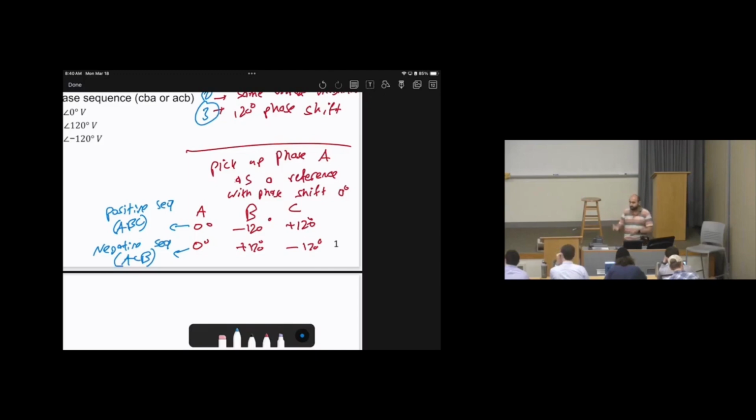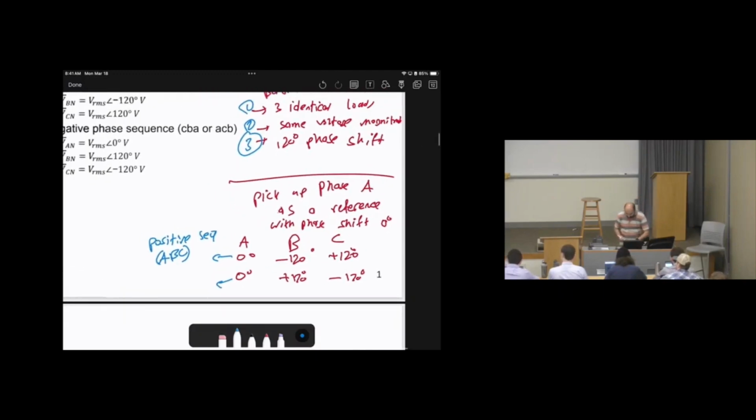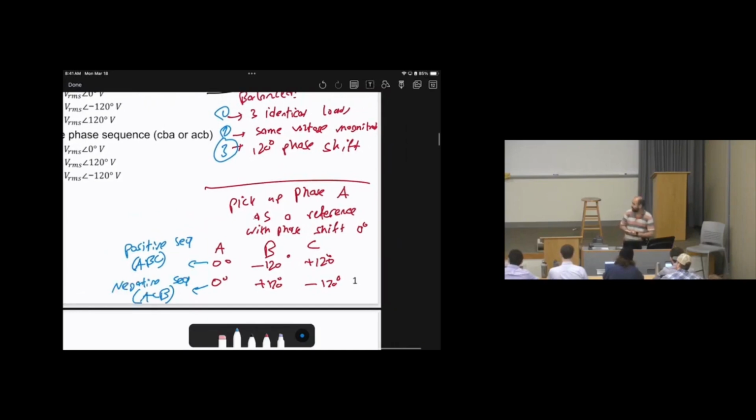So you need to memorize this. Positive sequence ABC, negative sequence ACB, and the angles for each one. Because we're going to use this a lot, not only in three-phase, but also in motors and generators. Positive sequence or negative sequence: every time phase A is 0, then negative or positive sequence will determine the status. And remember, all of them share the same magnitude.